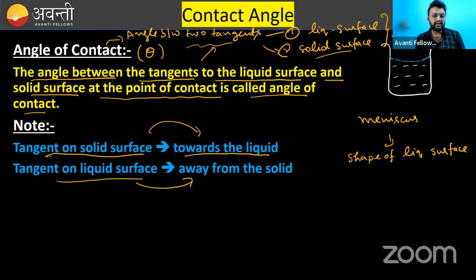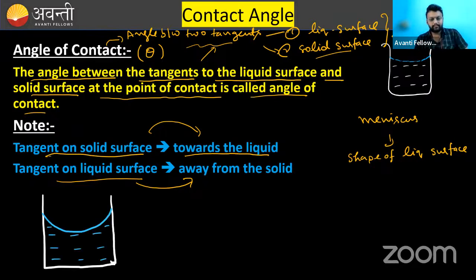The tangent on the solid surface is drawn towards the liquid, like this. Now, have a look at that. Let's suppose this is a container or a beaker, and this is liquid filled in it. This shape is generally known as concave shape, and you can call it meniscus. Now I am going to draw the tangent on the liquid surface. Keep this in mind: you have to draw the tangent at the point of contact. So this is the point of contact, you can see.